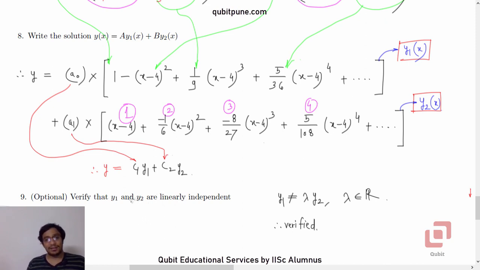As far as this example is concerned, it is very easy to verify that y1 and y2 are linearly independent. Okay, we just make sure that they are not proportional to each other. Now see, look at the coefficients. Okay, they don't follow any pattern as far as the associated powers are concerned. So we can say that y1 is not a scalar multiple of y2 for any real number r. So we verified that these two solutions are indeed linearly independent of each other.